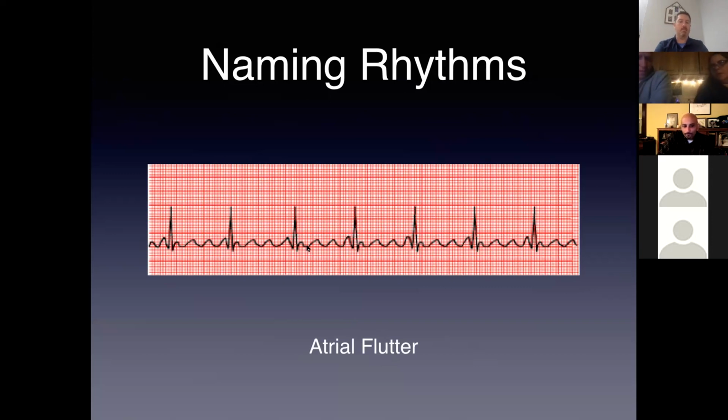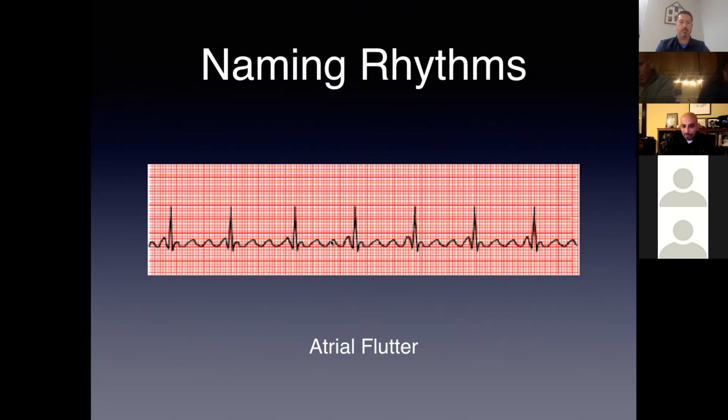It was like a 2 to 3 to 1 conduction. Yeah, so you get slow conduction, but the atrium itself is usually fluttering about 300 times a minute. Right? So if you were to count the distance between the peaks of the flutter waves, it's usually going to be about 300 beats a minute, which your heart can't do.